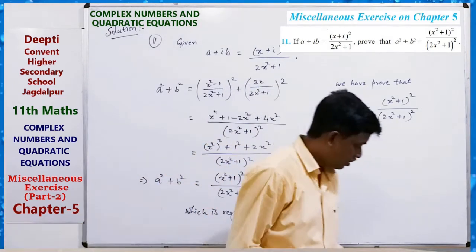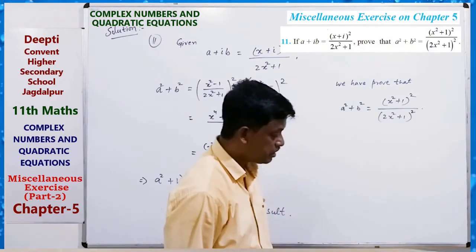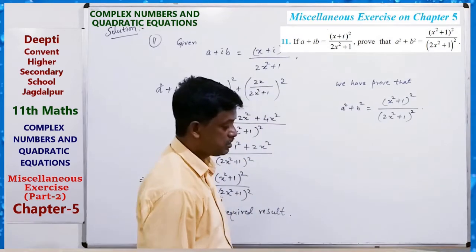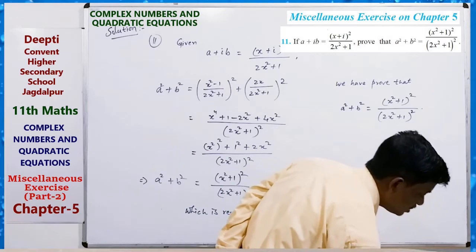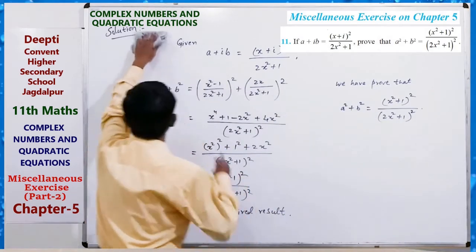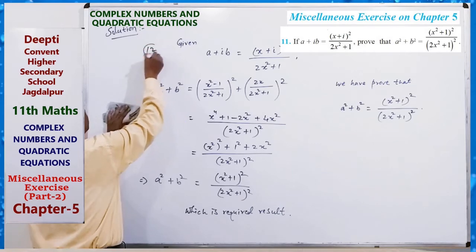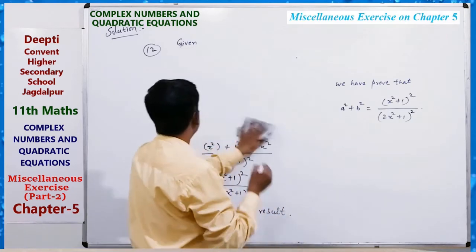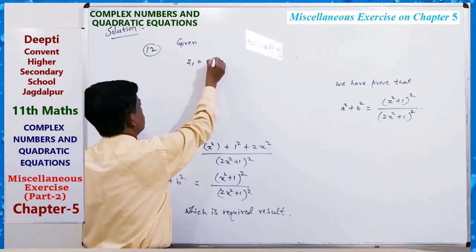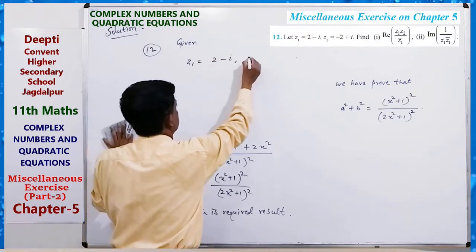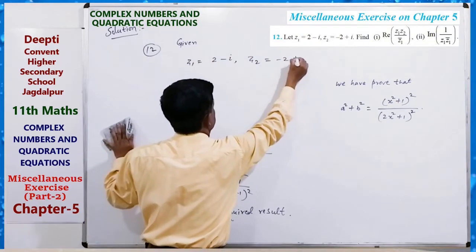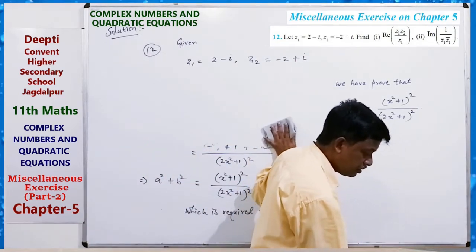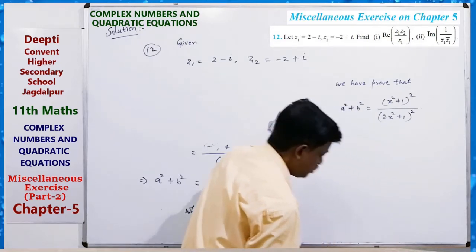Now question 12. Here just given z1 and z2, 2 minus i, minus 2 plus i. Find the real part of z1 z2 upon z1 bar, 1 by z1 z1 bar. So take question 12. Okay, so here the given quantities are z1 equals 2 minus i and z2 equals minus 2 plus i. This is given in question 12, z1 z2 by z1 bar.